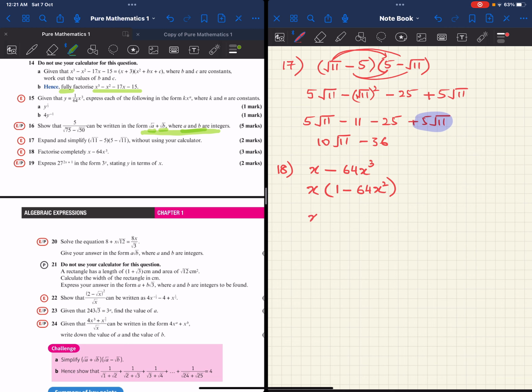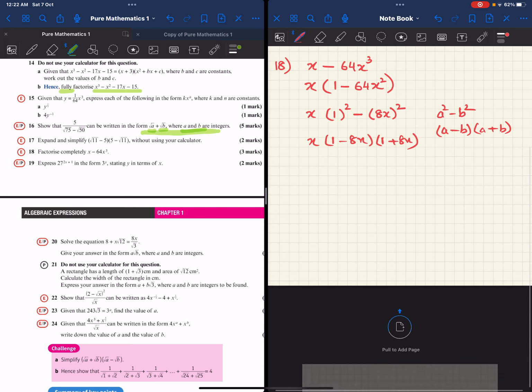So 1 can be written as 1 squared, separated by a minus sign. 64 is 8, so (8x) the whole square gives you 64x squared. Now we have a difference, which means minus, of two squares here. So we have it in the form of a squared minus b squared, which ends up being (a minus b) into (a plus b) when factorized. So (1 minus 8x) into (1 plus 8x). That's our answer for question 18.